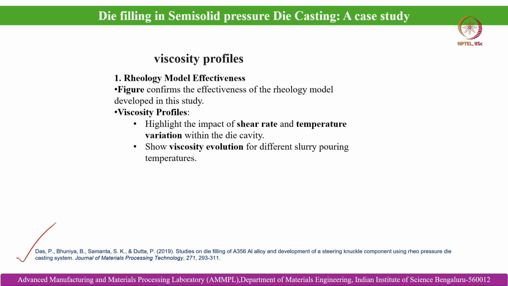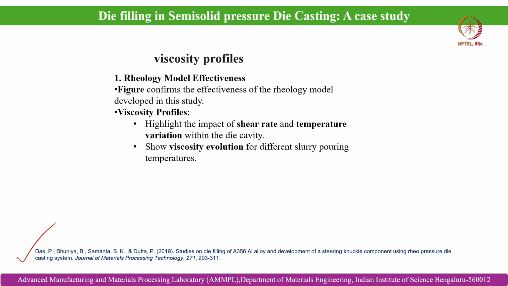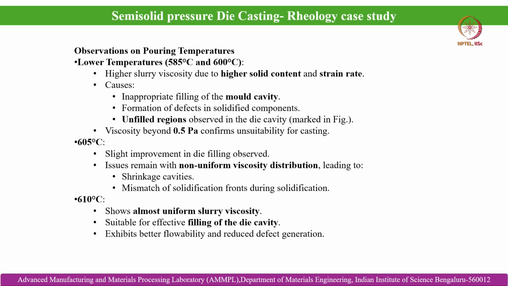So you can see that where temperature is higher, the solid fraction is lower and viscosity is lower, and simultaneously there is a complex interplay between the temperature and shear rate. Although there are occasions where there is the same temperature, however shear rate is higher, so that is why the viscosity is lower. So these viscosity profiles are shown after 2 slides. It shows the viscosity evolution for different slurry pouring temperatures, that means for 585, 600, 605 and 610 degrees centigrade.